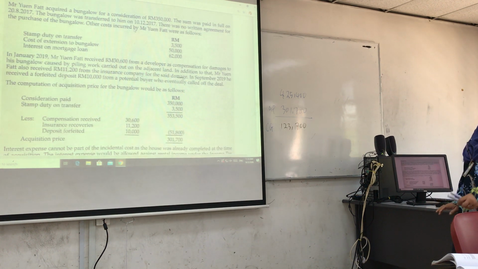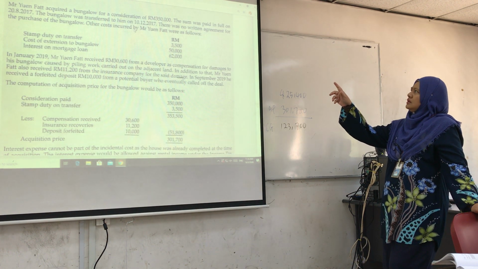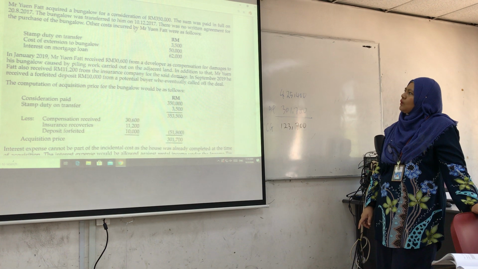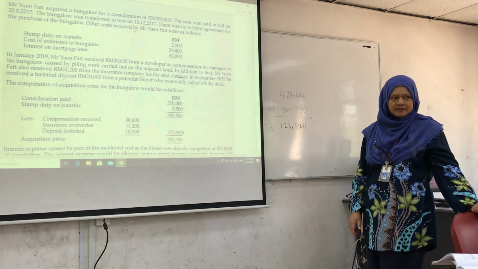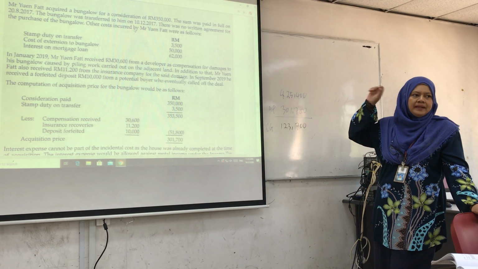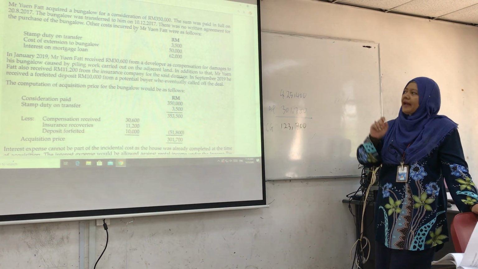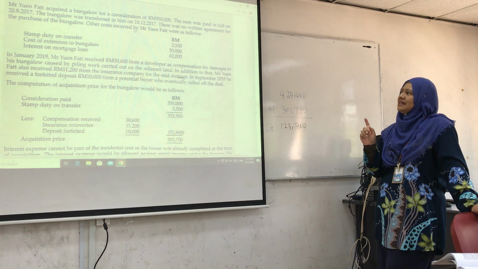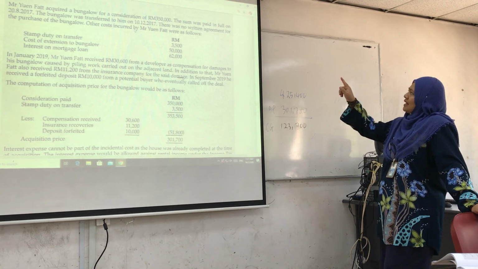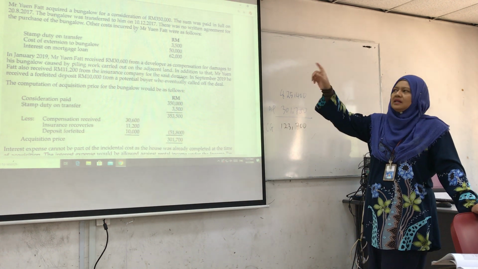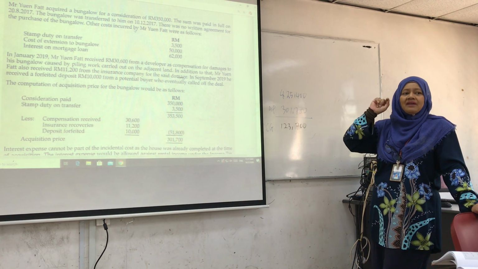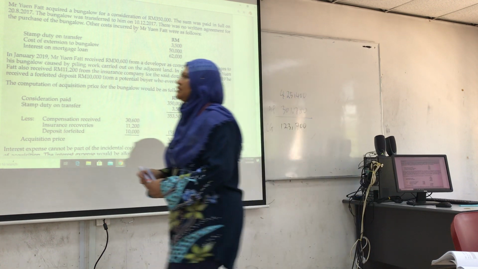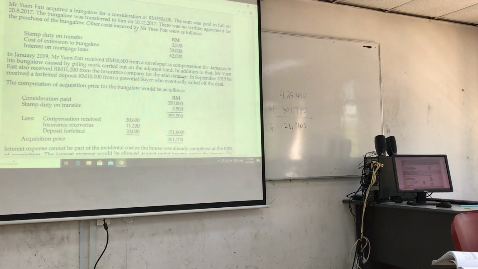When he bought, Mr. Yuan Fat acquired a bungalow. The sum was paid in full on 20th of August, and the bungalow was transferred to him on 10th of December. Is this the acquisition date or disposal date? Acquisition date. So did he acquire the asset on the 20th of August or 10th of December? 20th of August, because whichever is earlier. Paid in full on 20th of August, but transferred on 10th of December. Whichever is earlier, 20th of August, that will be your acquisition date. So you have 20th of August 2017.